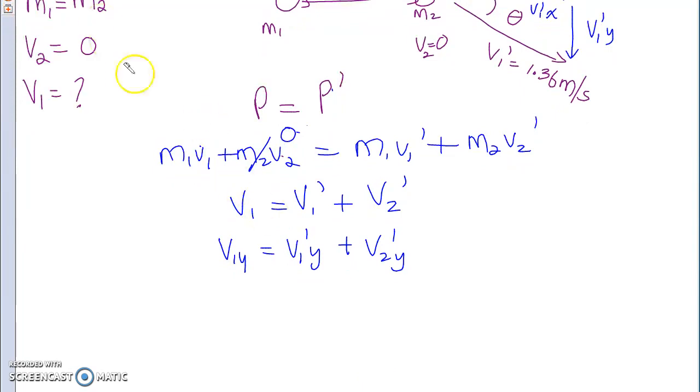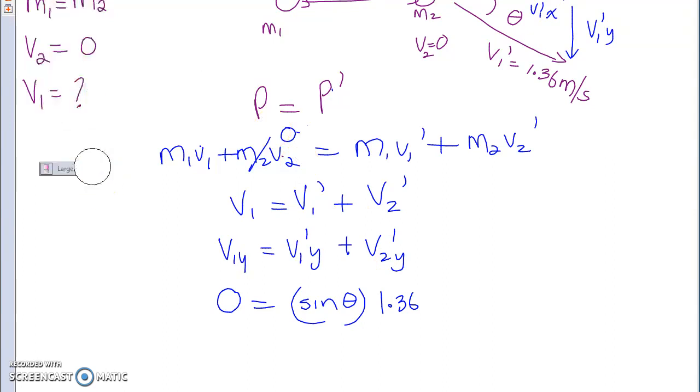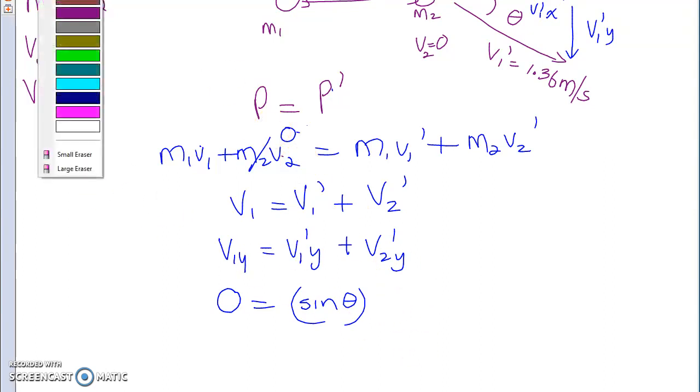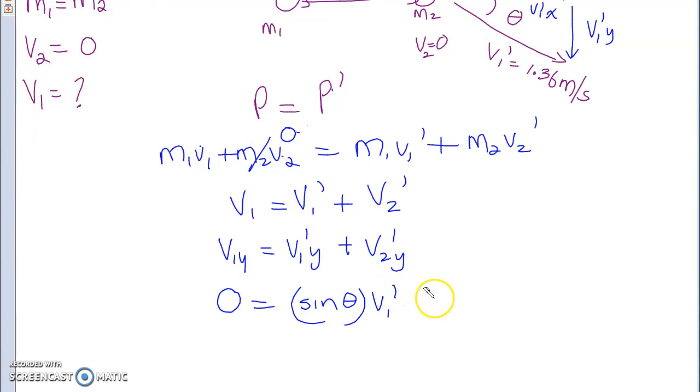So what we're going to do is plug our 0 in. Before my collision, I have no y component of velocity. So 0 equals, now v1 prime y is going to be the sine of theta, I don't know what theta is, times v1 prime. Let's just put variables first. So this is going to be v1 prime, and this is going south, plus my v2 prime, and that is going to be sine of 40 times v2 prime, and that is going north.